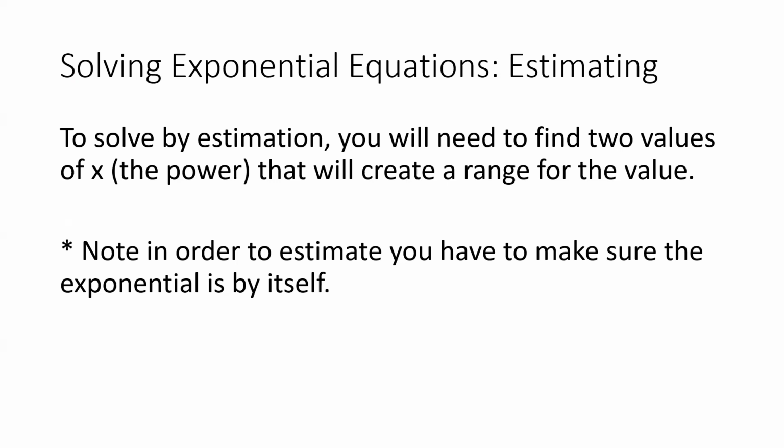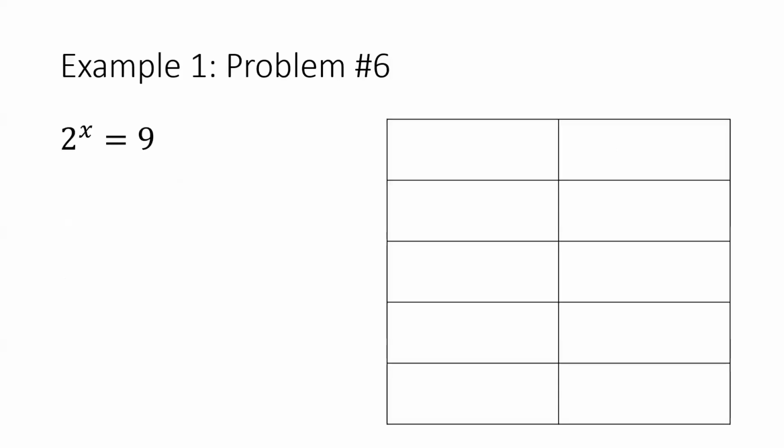The main thing here is that you have to make sure your exponential is by itself. So like on number 6 in your problem from your assignment, your practice, it said 2 to the x equals 9, correct? Notice that the exponential is completely by itself. There's nothing being added or subtracted to it. It is isolated, okay? That is going to be the number one thing to do when you are solving an exponential.